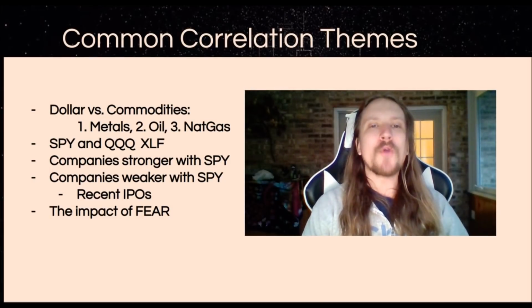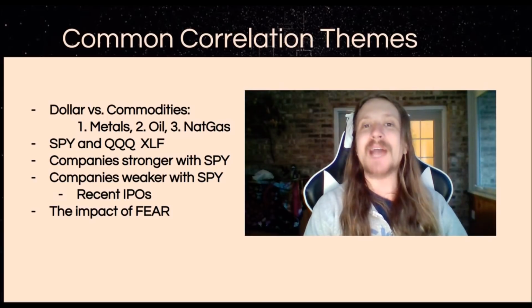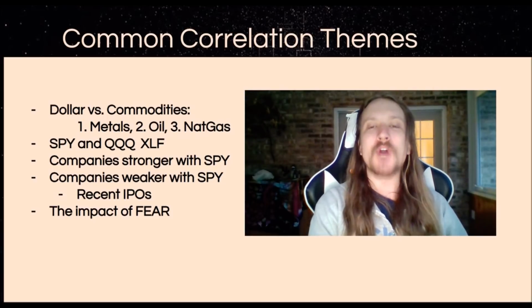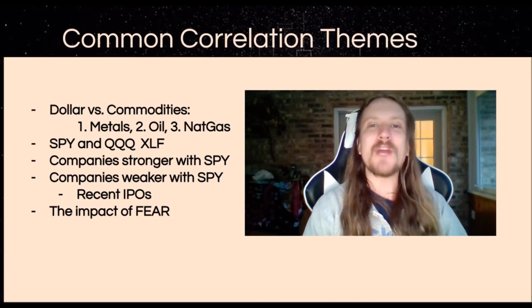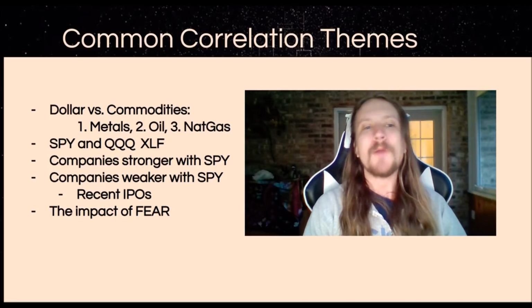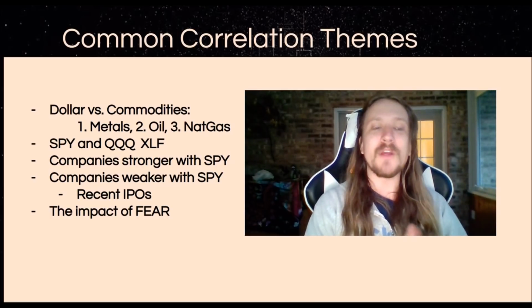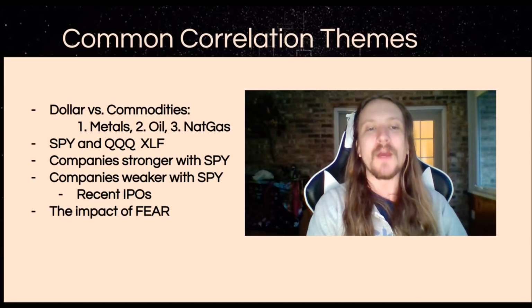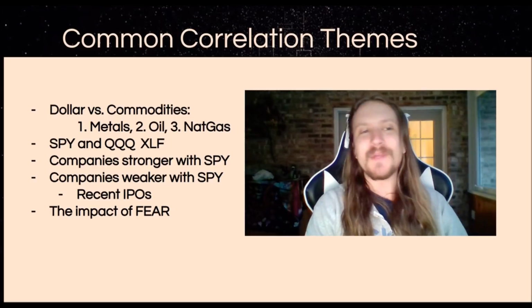Now we're going to go over some of the more common correlations that we see across markets with history as our guide. The first being the dollar versus commodities. In general, the dollar and commodities have an inverse relationship, meaning that when the dollar goes up, commodities generally go down. Now, out of observation, I have observed that gold and silver respond the most significantly to what the dollar is doing. Oil would fall second, and natural gas, in my observation, doesn't really have much correlation with the dollar. It's doing its own thing.